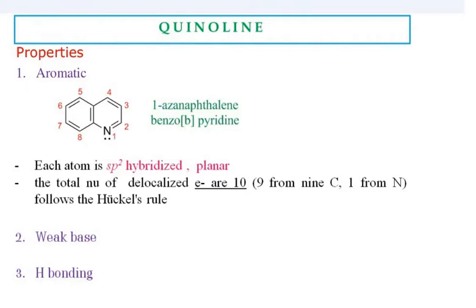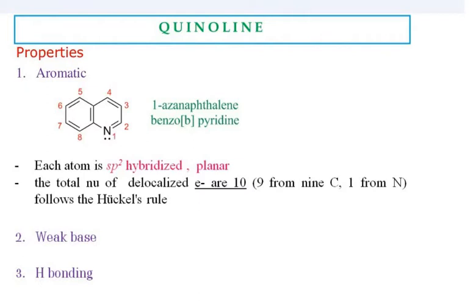The other name of quinoline is 1-azanaphthalene, or benzo[b]pyridine. This b shows the position of attachment of the ring. One side is pyridine, another side is benzo, and the attachment is with a bond whose name is b. So benzo[b]pyridine. And another name, 1-azanaphthalene, because it is a derivative of naphthalene.